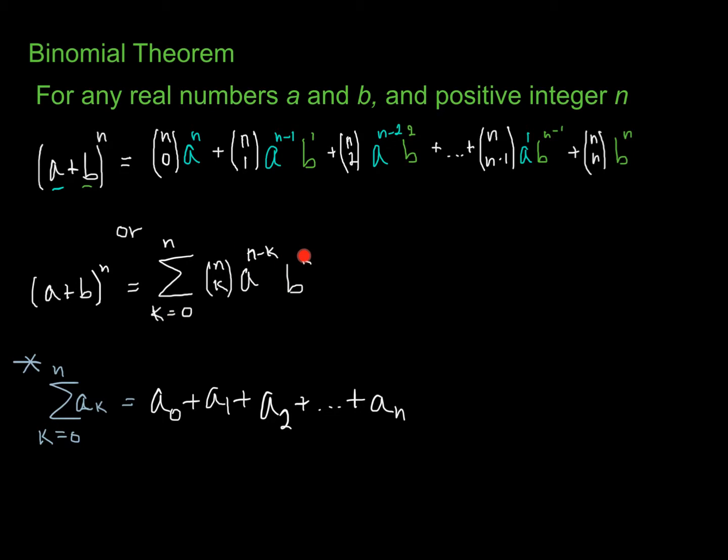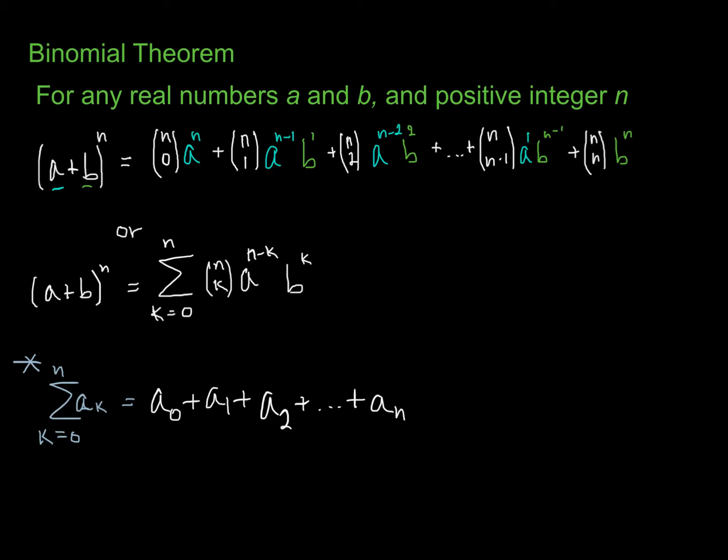We have b to some power, and we want that to start at 0 and increase by 1, just like we did with n choose k, because this k represents the number of b's that I'm multiplying. So I'll have b to the k. Now, if I were to follow my rule for sum notation, I would plug 0 in for k, I'd get n choose 0, a to the n, b to the 0, my very first term.